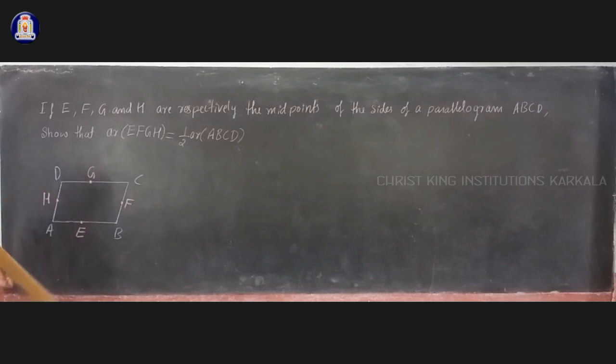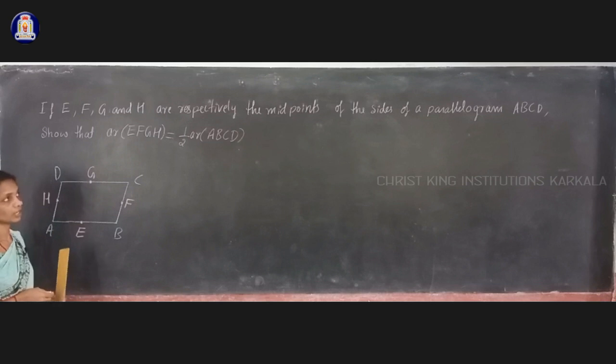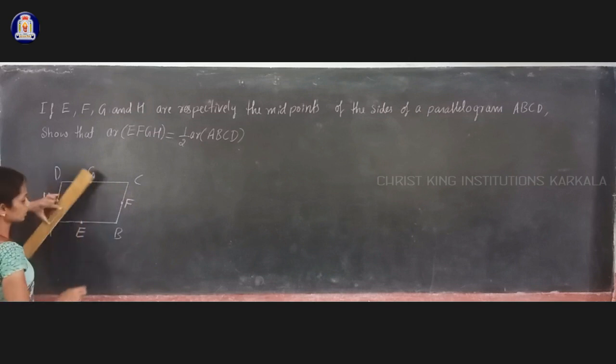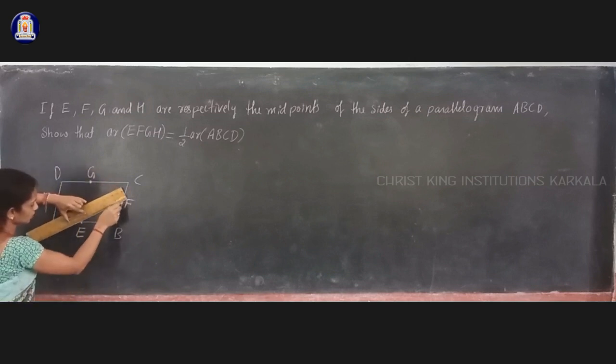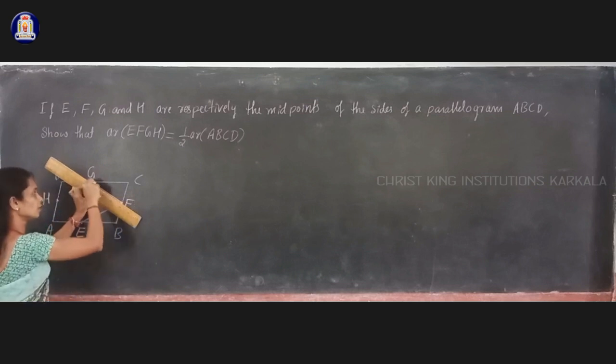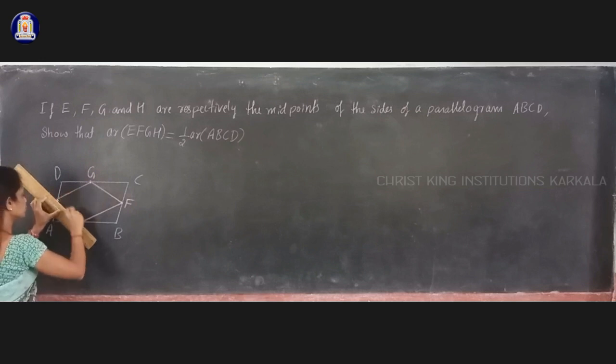And what you have to prove? Show that area of EFGH parallelogram is equal to half into area of ABCD. ABCD is there here, but the parallelogram EFGH is not there. So what you have to do is draw parallelogram EFGH by joining EF, FG, GH and HE.